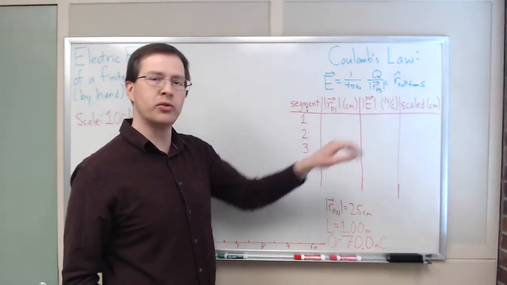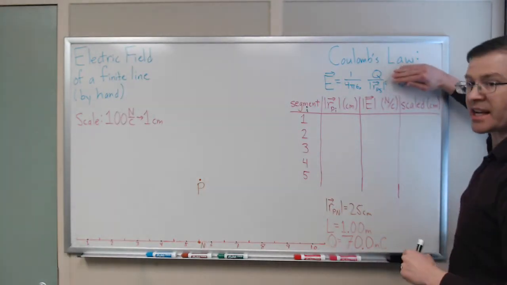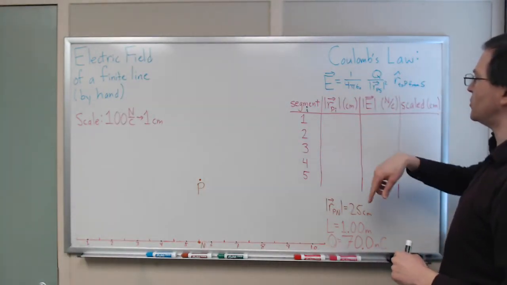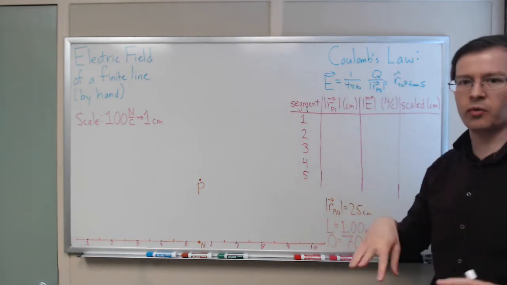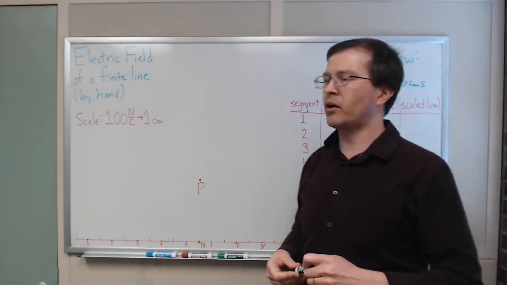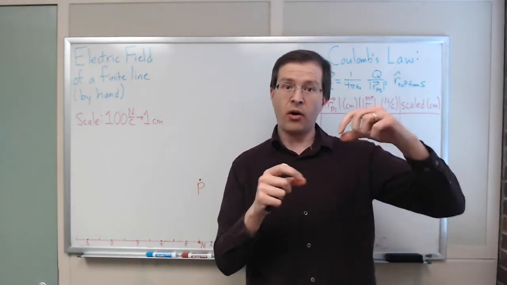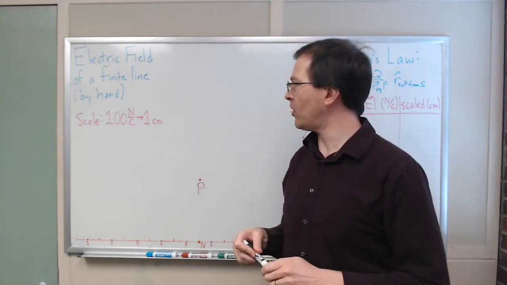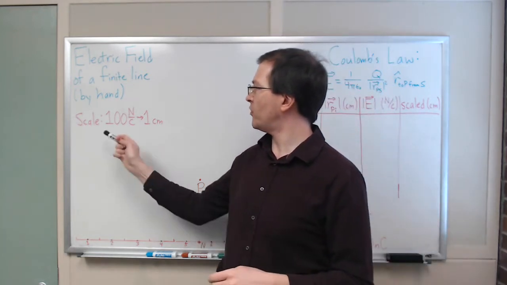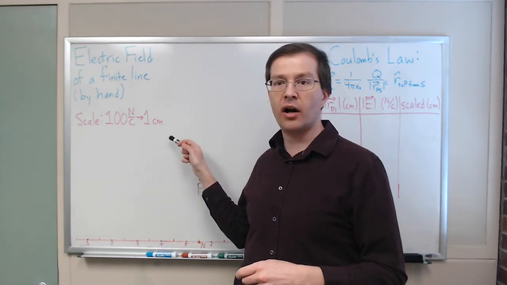I'll find the magnitude of the electric field. Basically, I'm just going to leave out the r hat because that's the direction part. The rest is the magnitude. Q is positive, so I don't need to worry about minus signs. Then I'm defining a scale. Since I'm going to draw electric field vectors on the board as arrows, I'm defining a scale where if I get an electric field of 100 newtons per coulomb, I will draw that as an arrow 1 centimeter long.